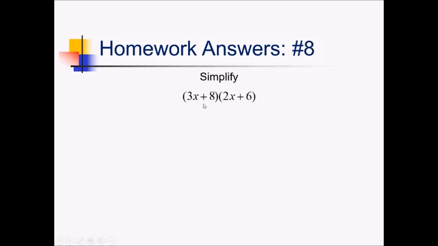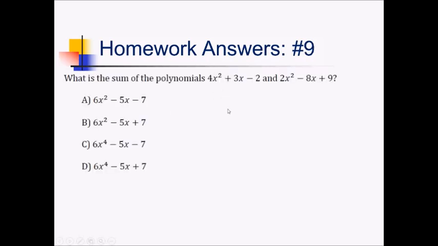On this problem, we have to multiply these parentheses together. So I'm going to do that by distributing 3x to the second parentheses and then 8 to the second parentheses. Or you can use the FOIL process, whatever you're more comfortable with. So we have 3x times 2x. That's going to be 6x squared. 3x times 6 gives us 18x that we're adding there. 8 times 2x is 16x. And 8 times 6 is going to be 48. 18x can combine with 16x to give us 34x in the middle, and everything else is going to be the same.